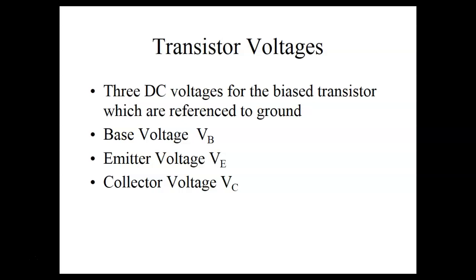Transistors, we need to know how we nomenclature these on diagrams, how we nomenclature these measurements. Three DC voltages are for biasing transistors. These are referenced to the circuit ground or common.